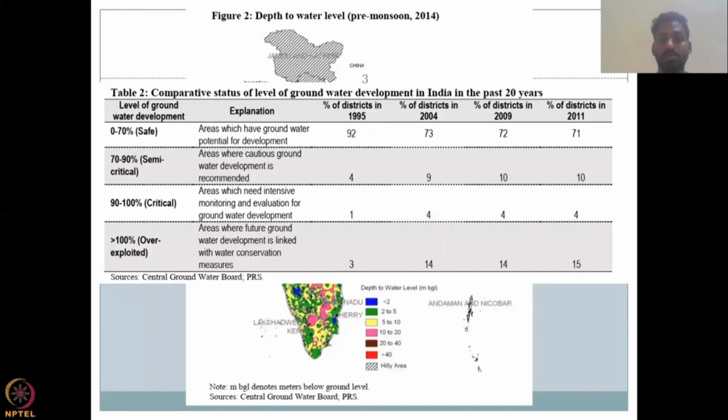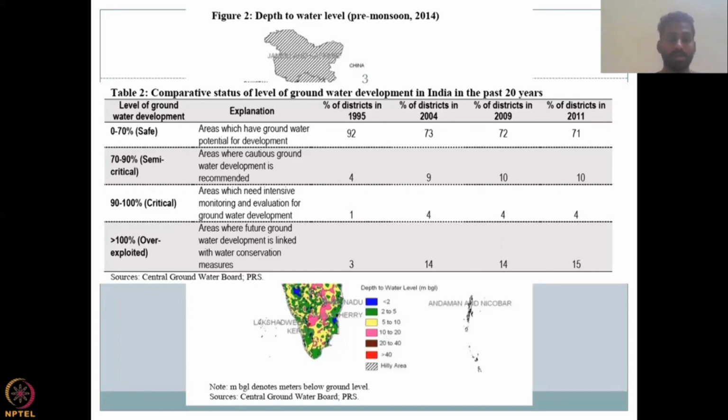The explanation is: areas which have groundwater potential for further development. You are safe, but you can still push the groundwater to take more water for economic and agricultural benefits. So if your aquifer is a container of groundwater and only 70% is used, you can have some measurements and interventions to further use it, like for example expansion of agriculture and different high cash crops. Those can be introduced there in a safe and sustainable manner.